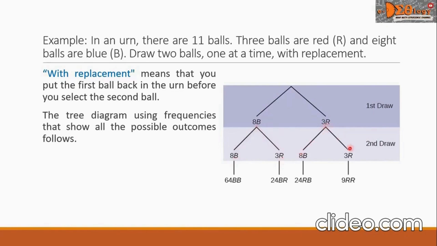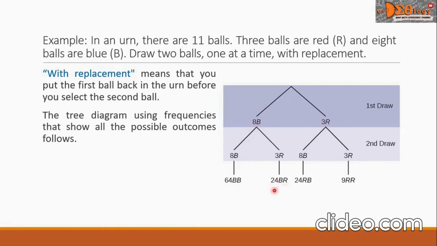On the second group of branches under 3 red balls, this first branch here represents the 8 blue balls. The second branch represents the 3 red balls. Now, regarding the number here, this is 64 BB. This means the 64 comes from the product of this 8 and that 8. And this BB means the first draw is a blue ball and the second draw is also a blue ball.